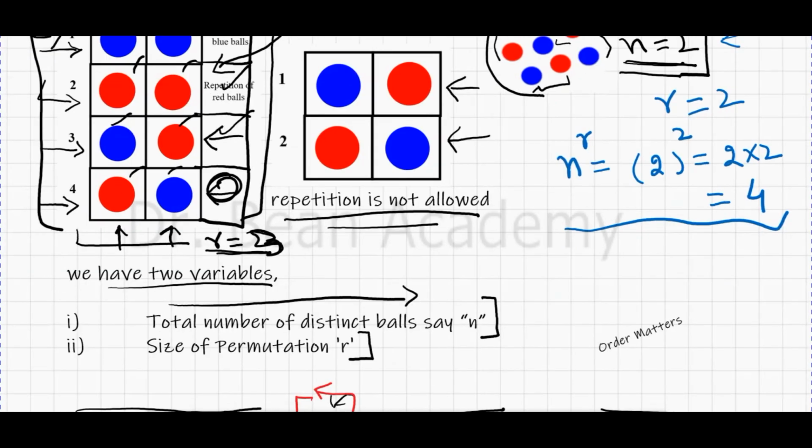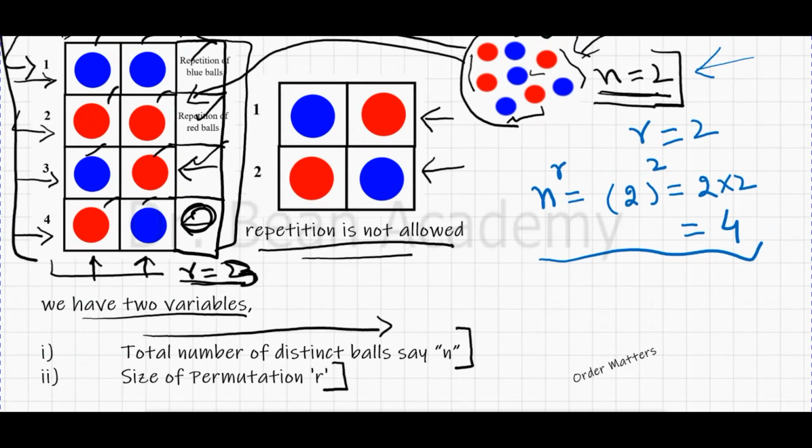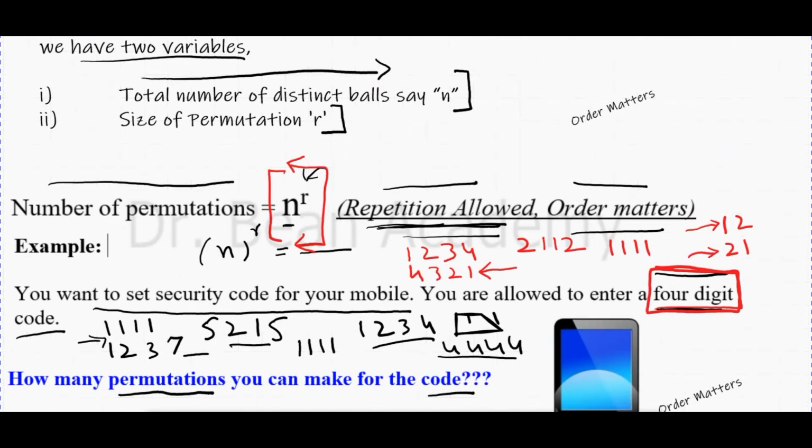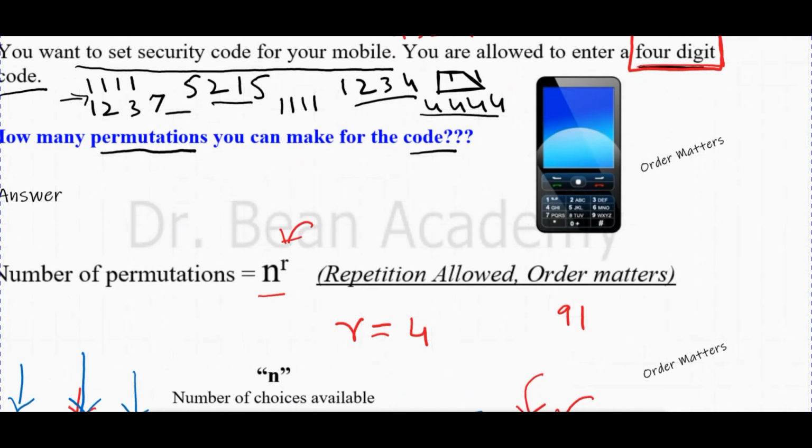So you can use it for any number of permutations and configurations. So now here is my question for you, and you can take it as homework. Suppose you want to set a code for your mobile phone, and this time you can set a code of 6 digits. Rest of the conditions are the same. Can you calculate how many permutations are possible?